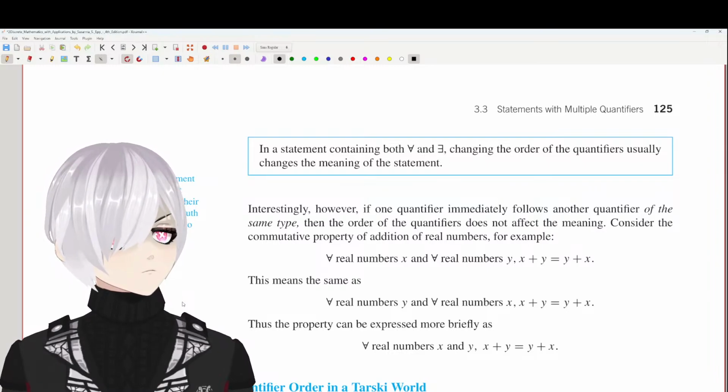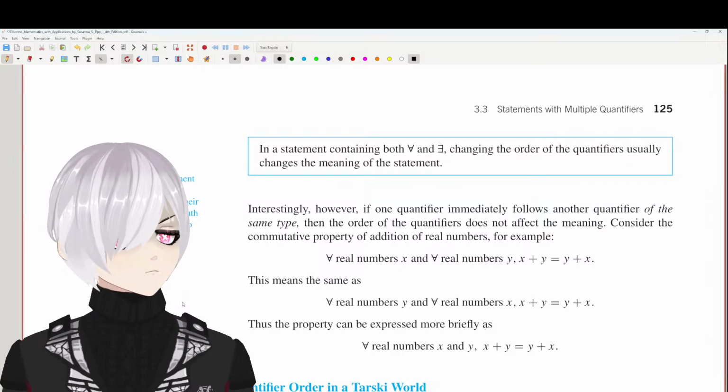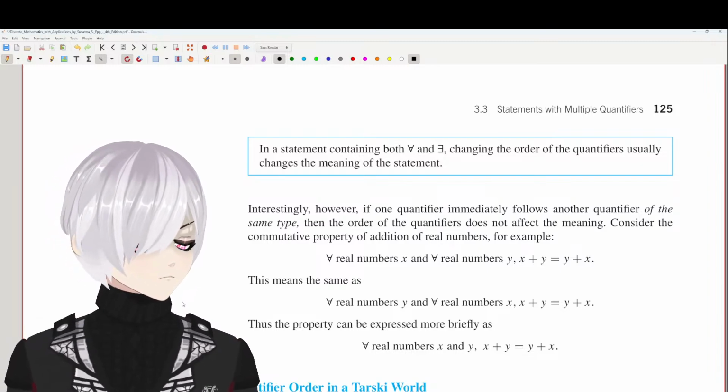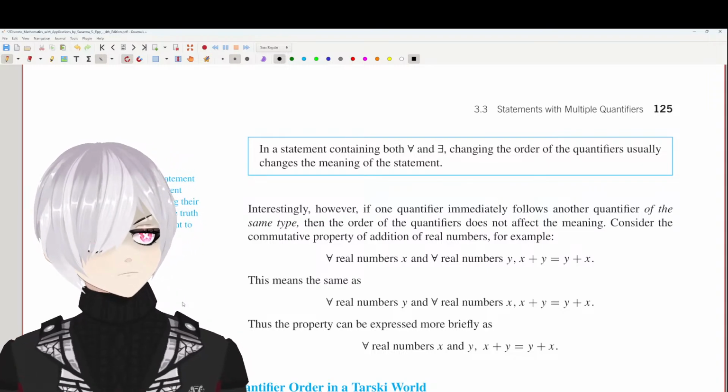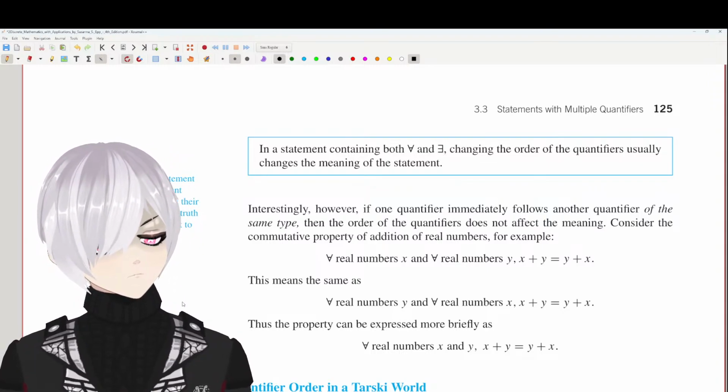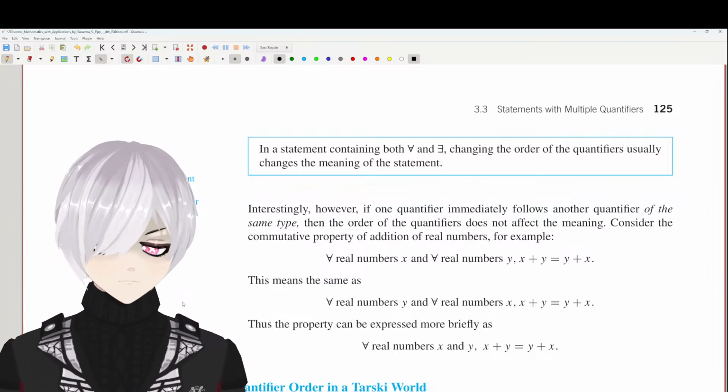Consider the commutative property of addition of real numbers, for example. For all real numbers x and for all real numbers y, x plus y equals y plus x. This means the same as for all real numbers y and for all real numbers x, x plus y equals y plus x. Thus, the property can be expressed more briefly as for all real numbers x and y, x plus y equals y plus x.